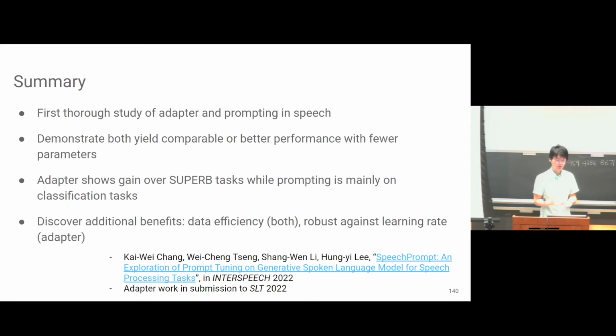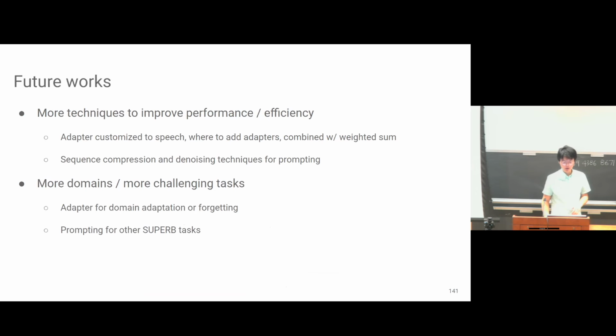Adapters show gains over a range of different types of SUPERB tasks, and prompting mainly improves a lot in classification and sometimes low-resource classification tasks. We also discovered some additional benefits like data efficiency and robustness against learning rates. And we also made 2 submissions, one accepted by Interspeech, to talk about our work.